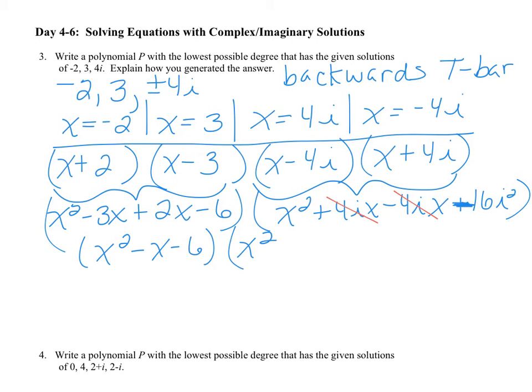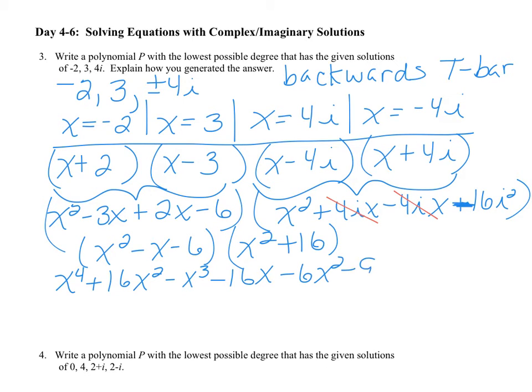Caught my mistake because a negative times a positive is a negative. -16 times i squared, which is -1. So now I've got my positive 16. Now I've got a trinomial multiplied by a binomial, so I'm just going to take my time and multiply it out. I end up with x to the 4th plus 16x squared minus x cubed minus 16x minus 6x squared minus 96.